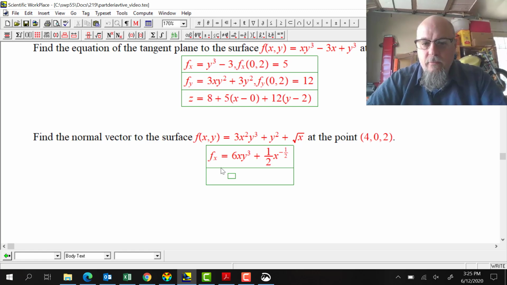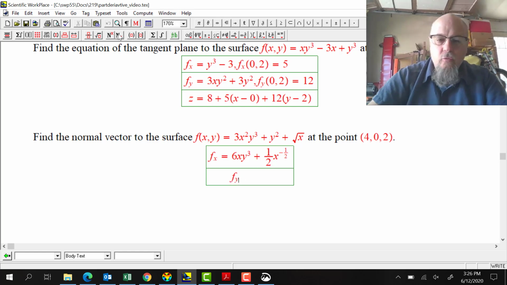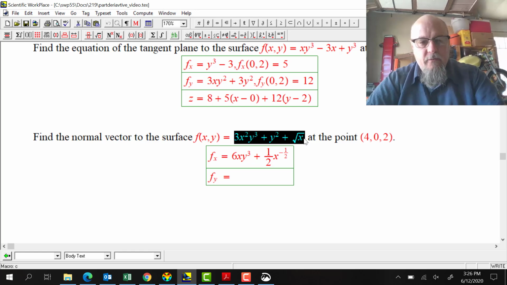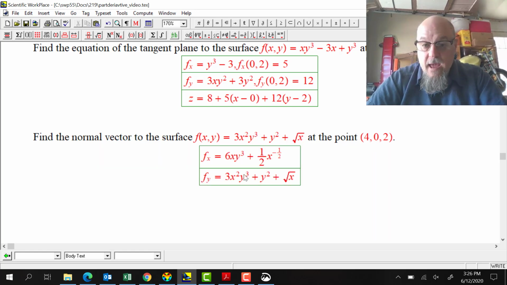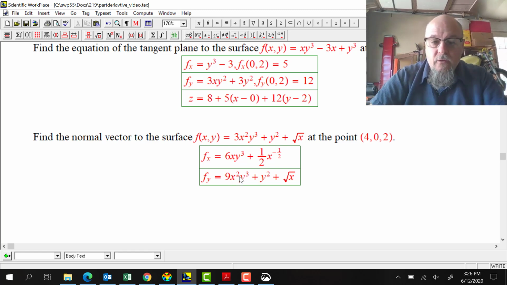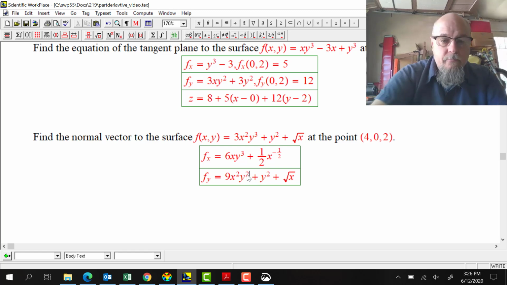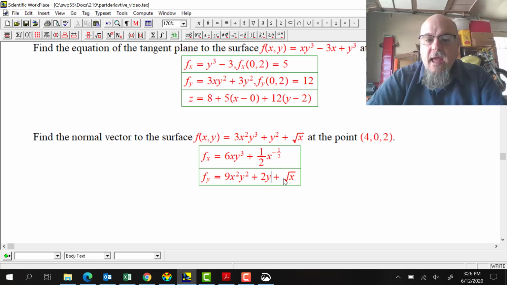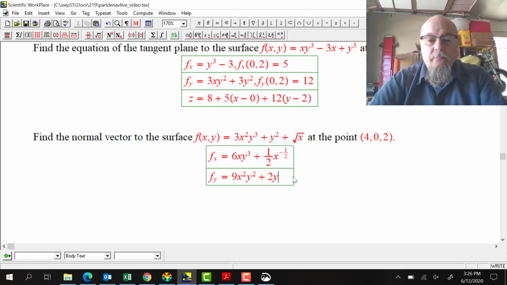So there's my derivative with respect to x. Let's get our derivative with respect to y. I need the two first order partials. So I'm differentiating that with respect to y. Here now x is a constant, so x squared is a constant. The 3 comes down, subtract 1 from the exponent. Y squared, the derivative will be 2y. And there's no y's in the root x, so its derivative is 0.